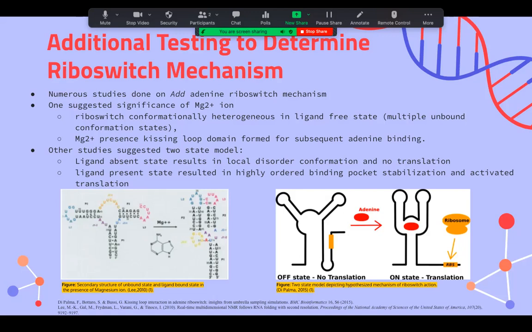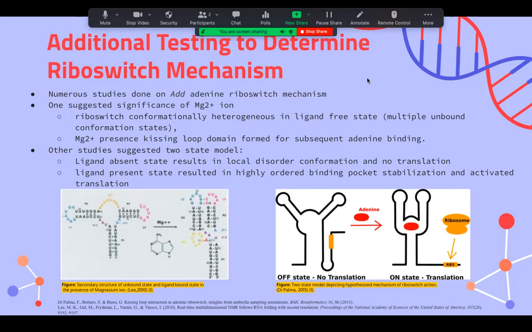And so as you can see, these various kissing loop formations on the left and right will conformationally switch in the presence of the magnesium ion, and from there have the aptamer domain be exposed to then be able to allow adenine to bind to it, which would then allow for a second conformational change and result in the so-called binding state or bound state.